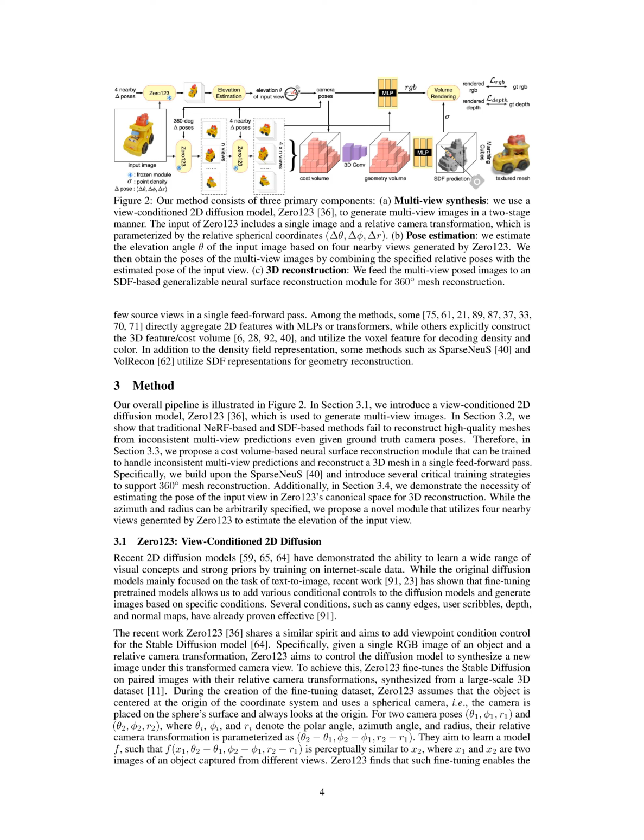Section Summary. The recent work Zero-1-to-3 aims to add viewpoint condition control to the stable diffusion model by fine-tuning it on paired images with their relative camera transformations. By assuming that the object is centered at the origin and using a spherical camera, Zero-1-to-3 learns a model that can synthesize new images under transformed camera views. This fine-tuning enables the stable diffusion model to learn a generic mechanism for controlling camera viewpoints beyond the objects seen in the training dataset.